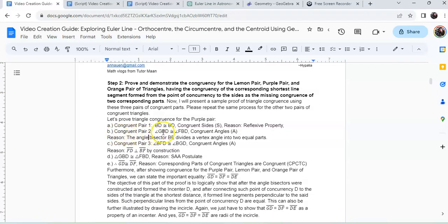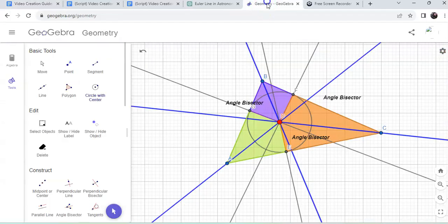Angle GBD is congruent to angle FBD. Congruent angles. Reason: the angle bisector BE divides the vertex angle into two equal parts. So we have the angle bisector BE or BD, and it divides the vertex angle into two equal parts. So we can say then that angle GBD is equal to angle FBD.